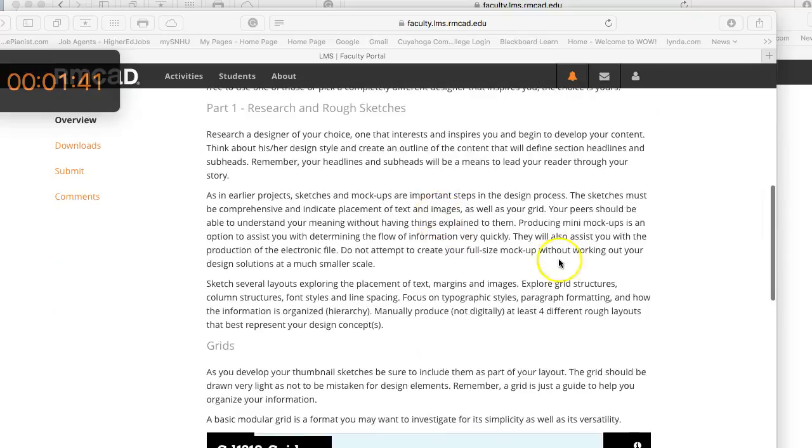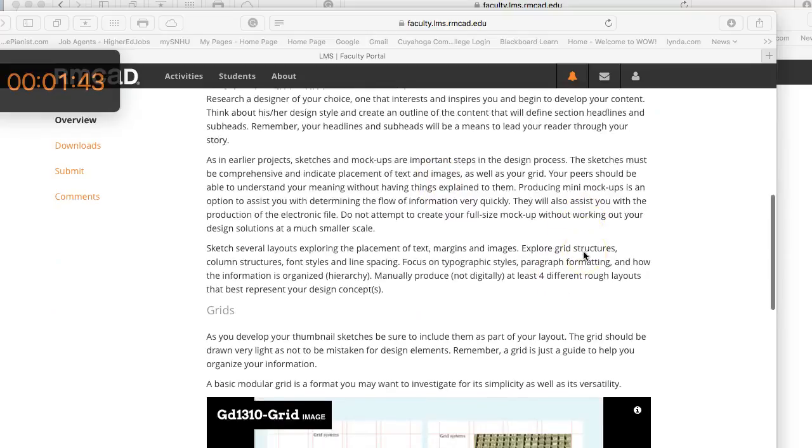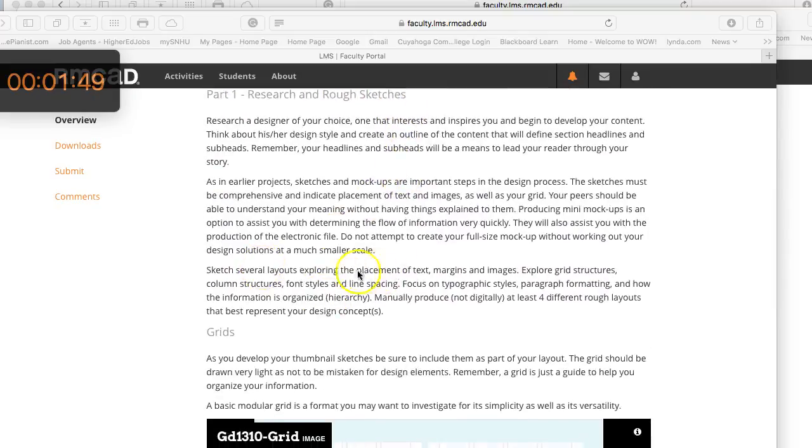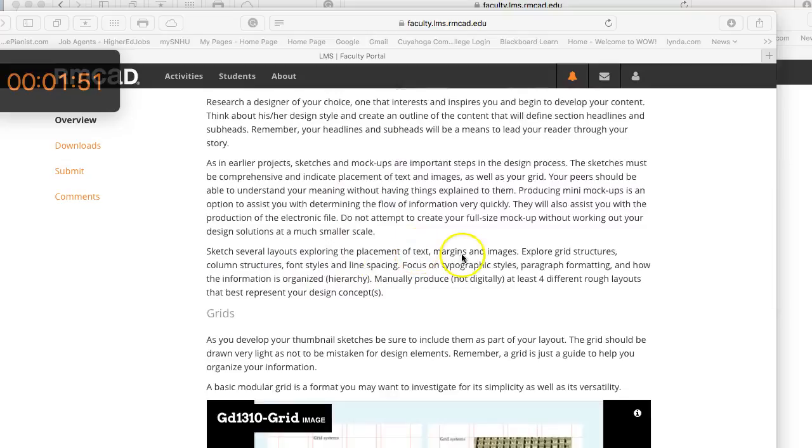But over here, if you see right down here in the third paragraph after part one, research and rough sketches, it says sketch several layouts exploring the placement of text, margins, and image, and so on. We all know that, right? We've been doing that. But this one says manually produce at least 4 different rough layouts that best represent your concept design. Now that's 4 layouts for a 12-page book.